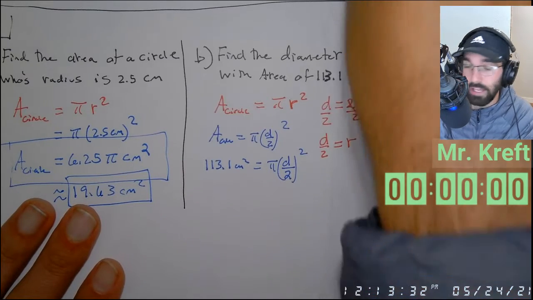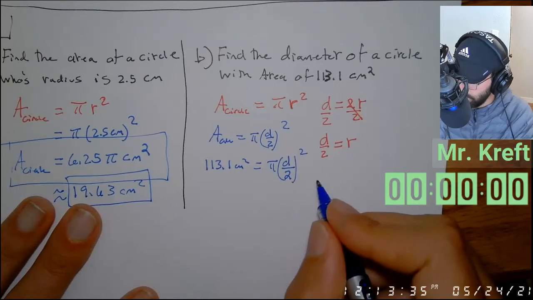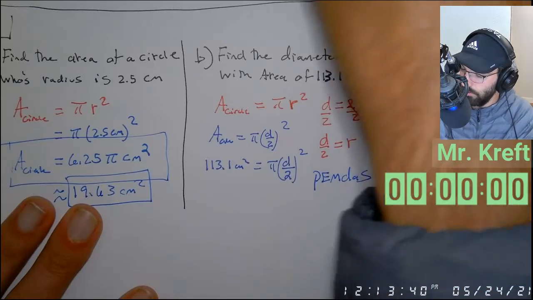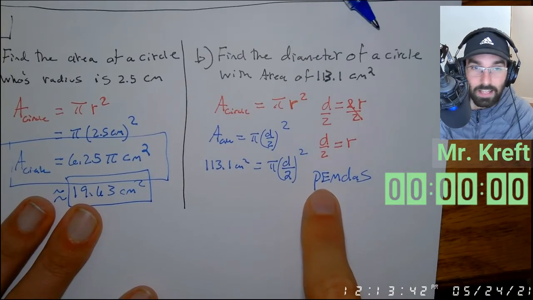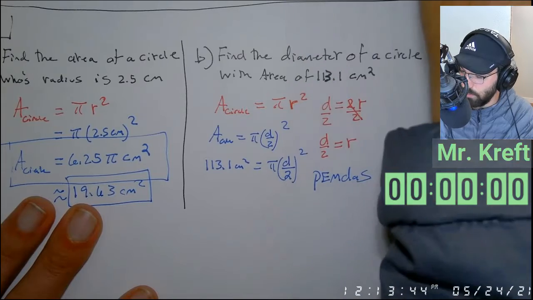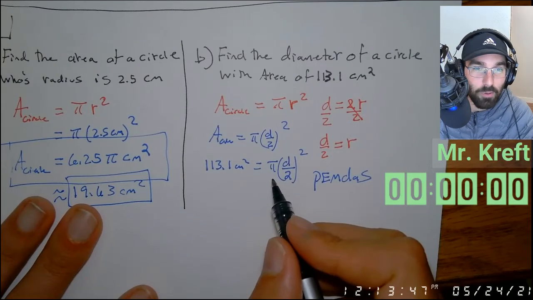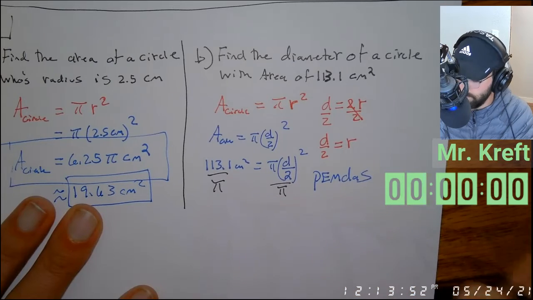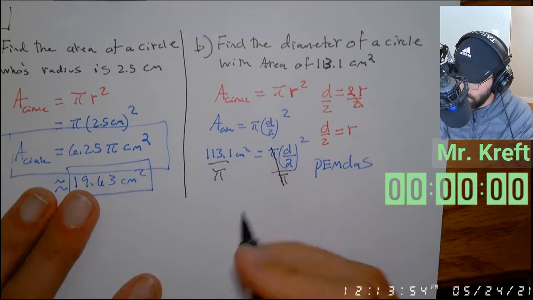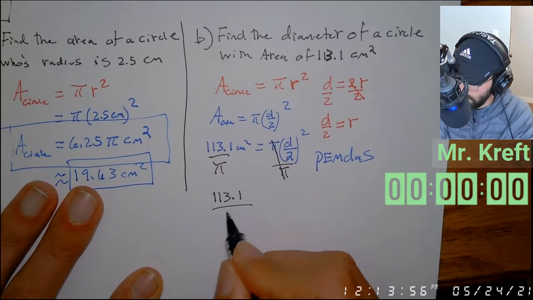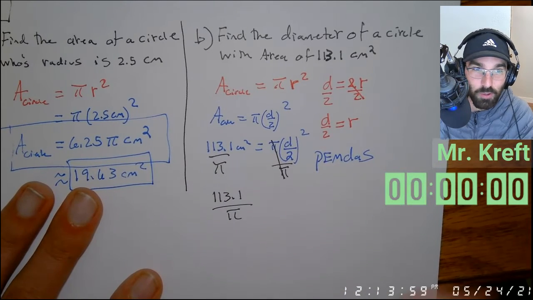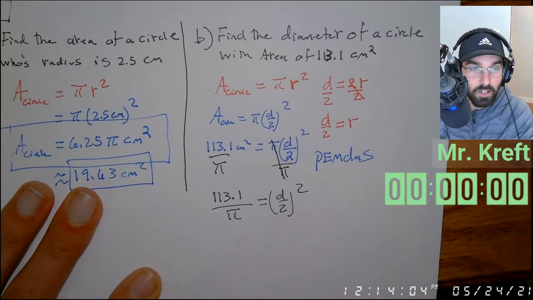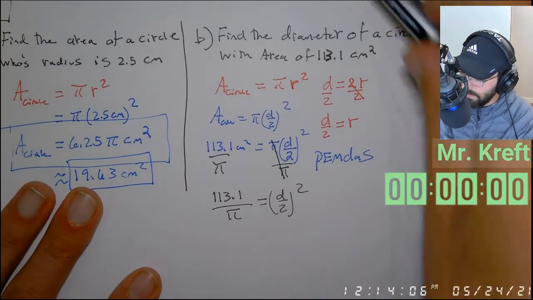So we're going to solve this. And then we have to think, right, PEMDAS. So I have to do parentheses, then exponents. Well, my first step here is I'm going to divide by pi. So I get 113.1 divided by pi. My goodness, don't put this into a calculator. Okay, so we get d over 2 squared.